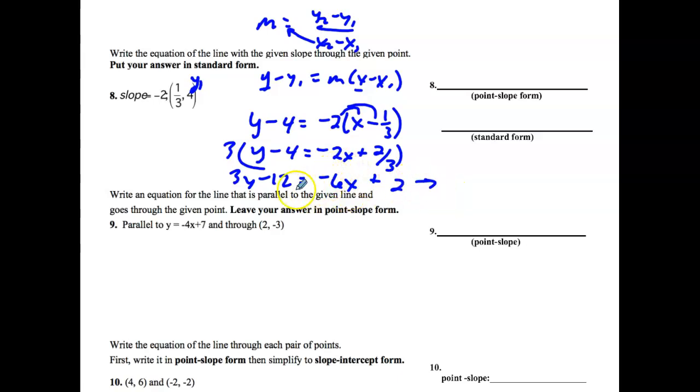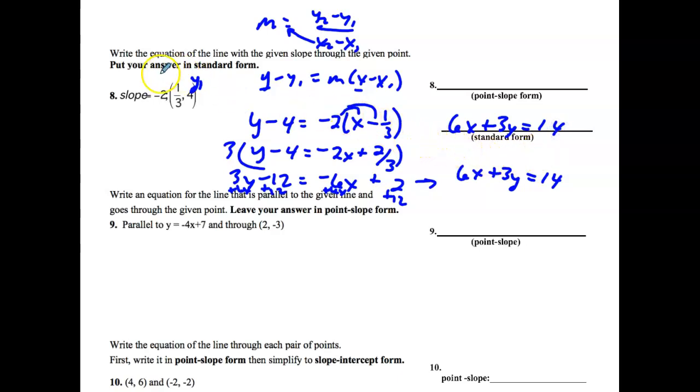Okay, so now you want to add the 6x over to the left. So that'd be 6x plus 3y, right? If I add 6x, sorry, I'm running out of room. And then you've got to bring the 12 over to the right. So I want to add 12, and over on the right you'd have equals 14. So my standard form is 6x plus 3y equals 14.